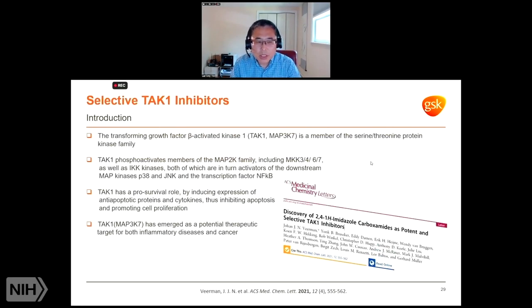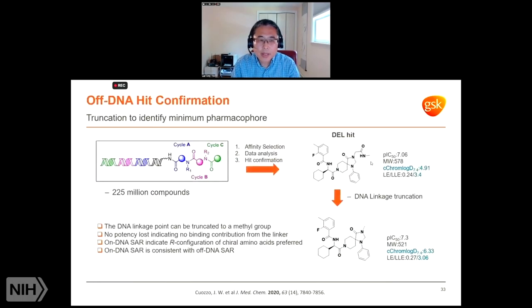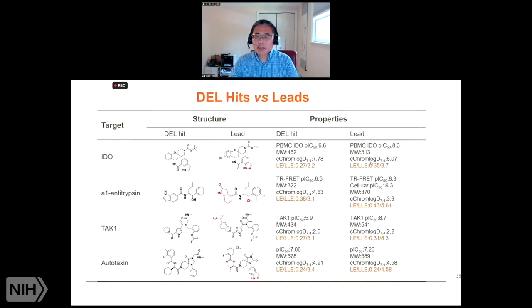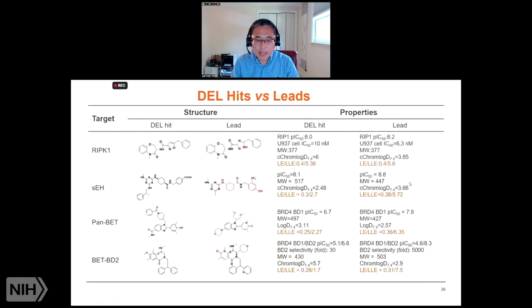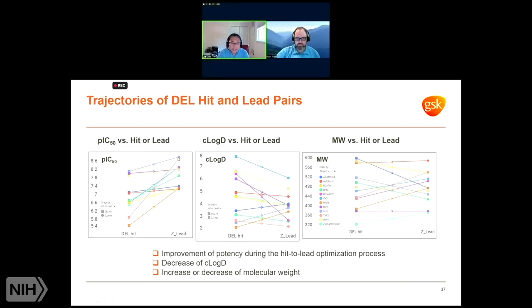So I'll skip, due to the time, the next two examples, but I'll show you here a comparison of the DEL hits versus leads. Overall, you generally see improvement in terms of lipophilic ligand efficiency as well as potency. And this is again more examples, and here are some charts that show this trend. During the hit to lead process, you would like to further improve the potency and also improve the physicochemical properties.